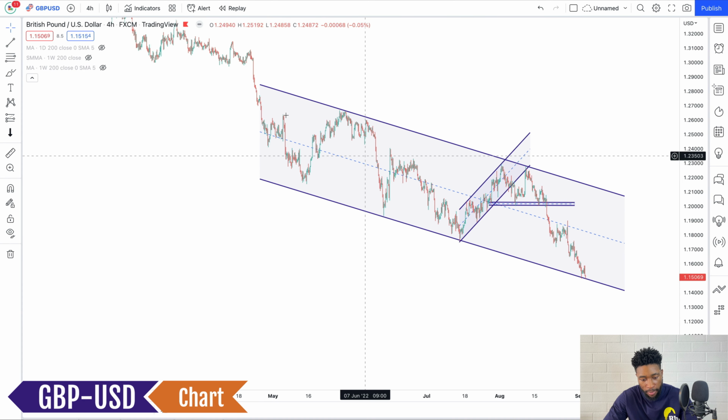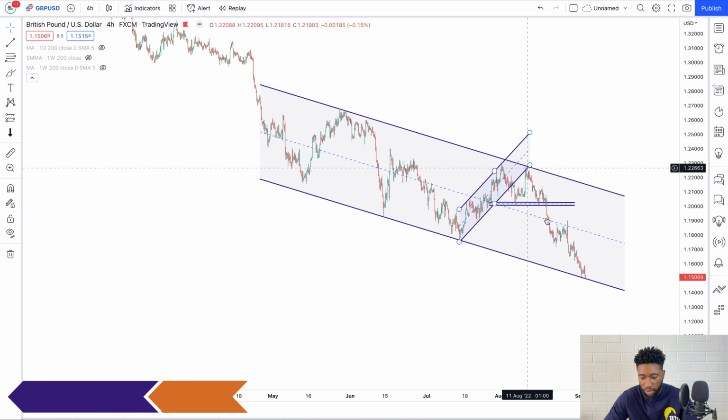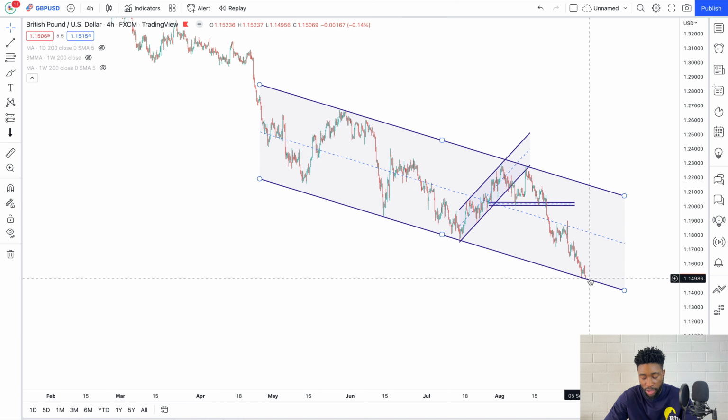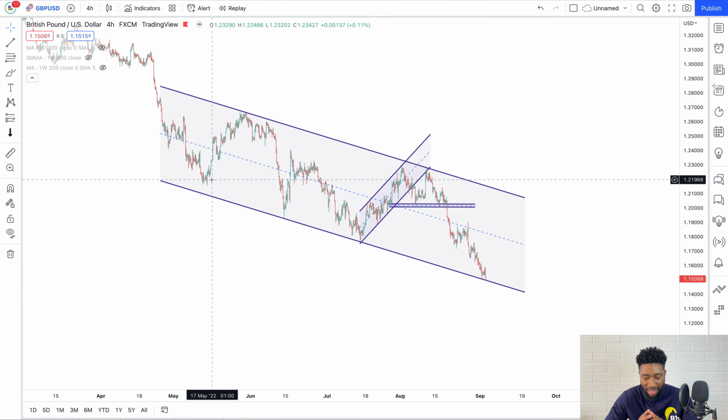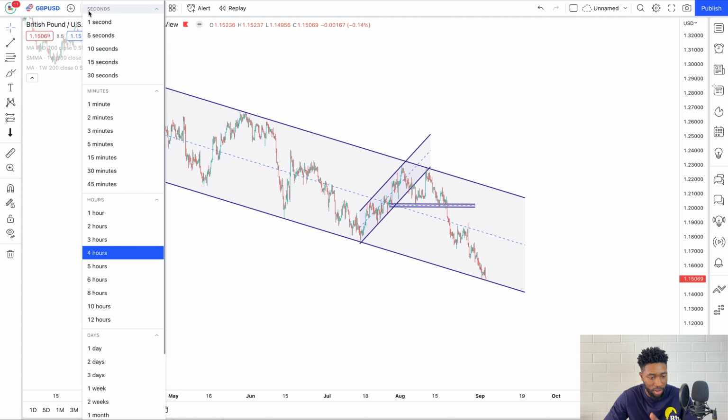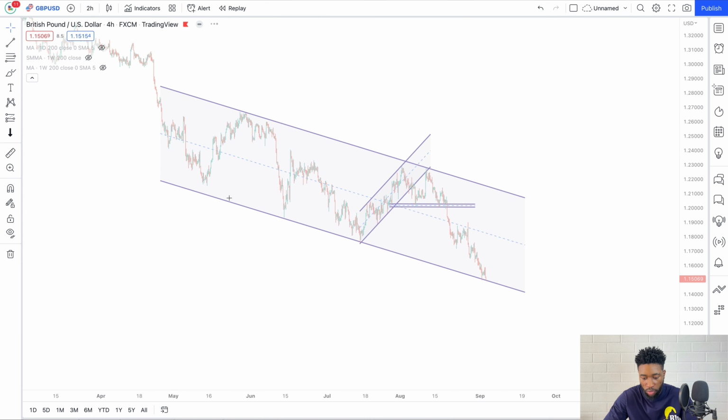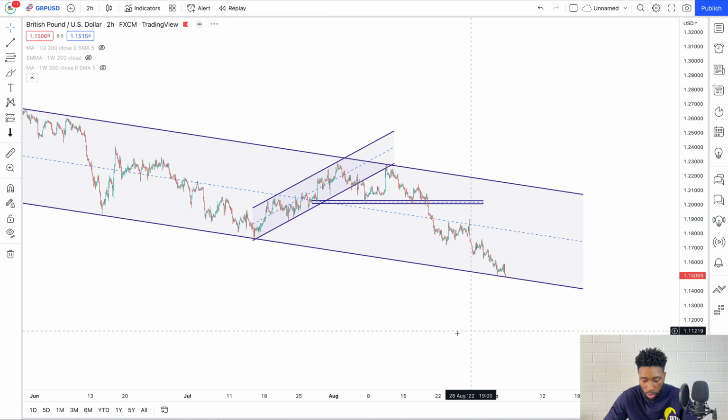So this is a channel. We had this bearish consolidation within this channel, and now we are currently at the bottom of the channel, as we indicated in our weekly analysis last week. This is exactly what we expected, and price actually played out according to what we expected, okay? So that's it for GBP USD.